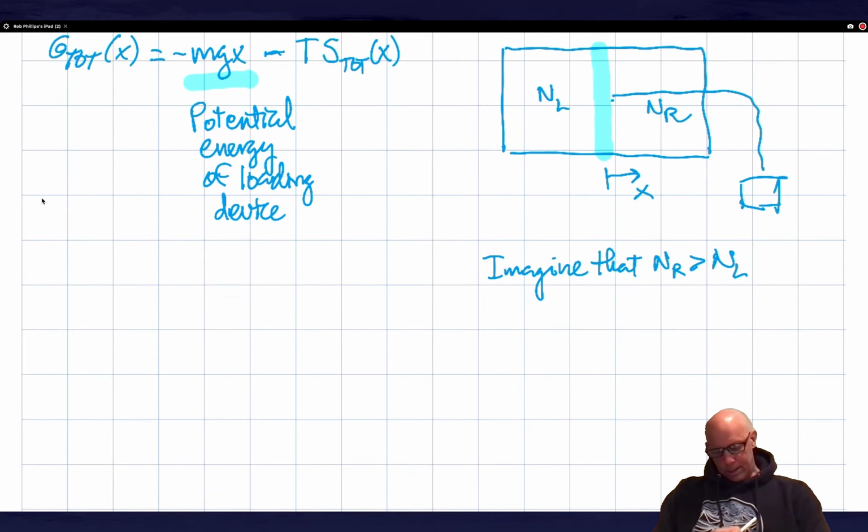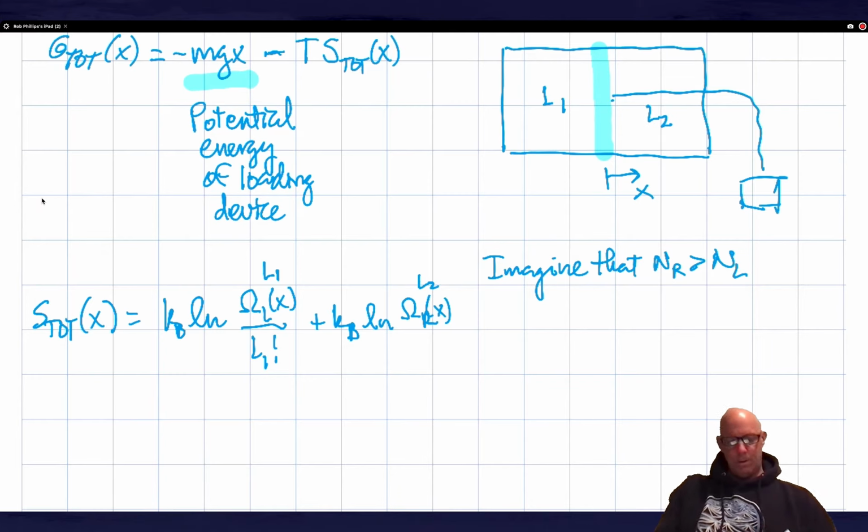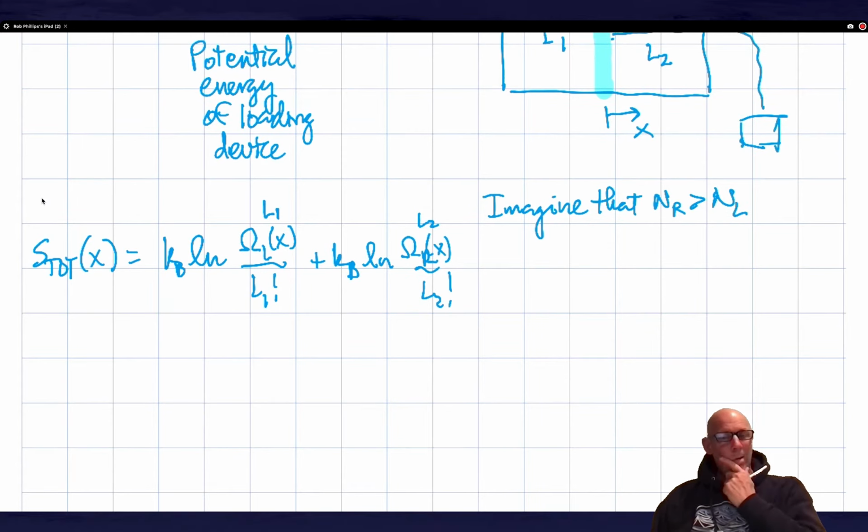That's the entropy. S tot of x is going to be equal to k_B log of omega left, which is a function of x, to the L1 power over L1 factorial, plus k_B log of omega right, a function of x, to the L2 power over L2 factorial. So the number of ligands is L1 and L2.